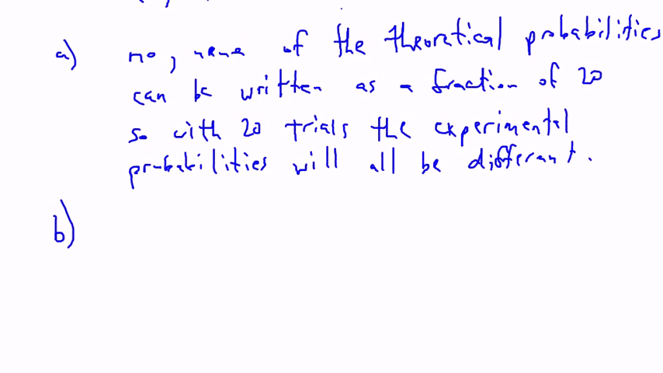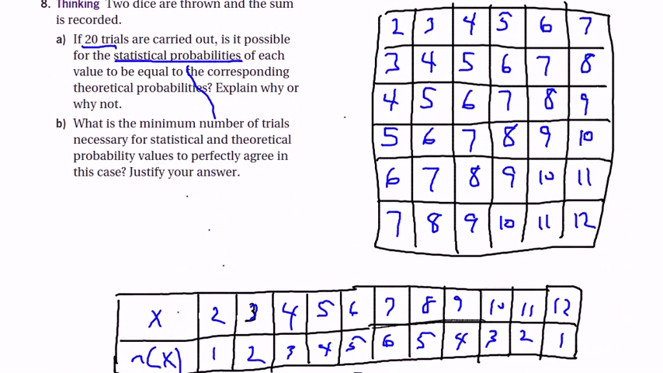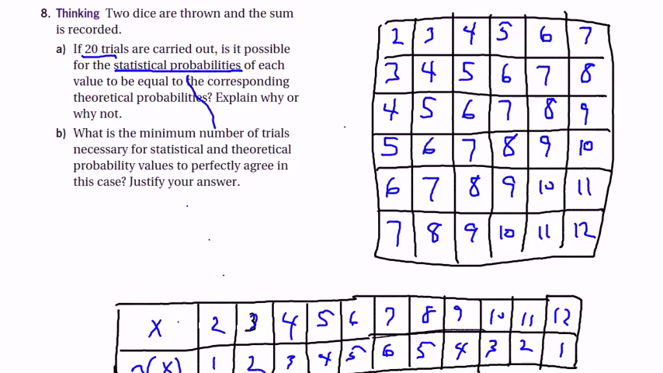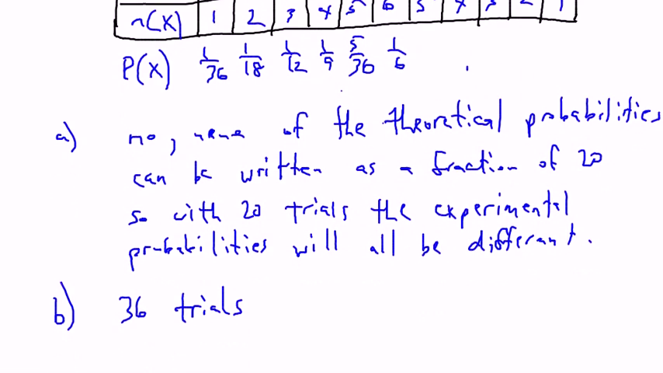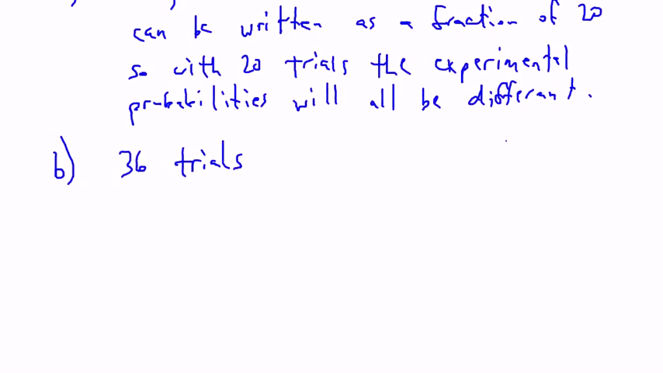So, 36 trials. And then there's still no guarantee that they will perfectly agree, because they probably won't agree, but it is the minimum number where there's the possibility of them agreeing. It's possible that you might get a sum of 2 once and a sum of 3 twice and a sum of 4 3 times. It would be highly, highly unlikely, but it is possible. And that's the lowest number where it's even possible.